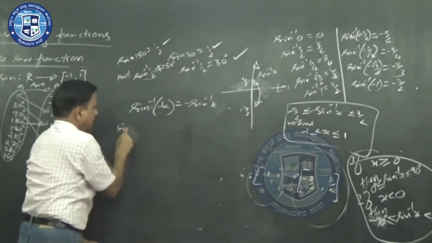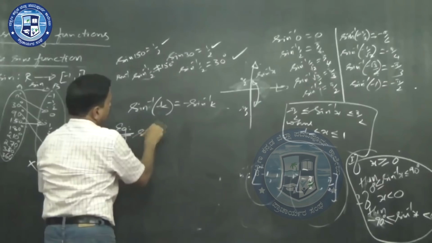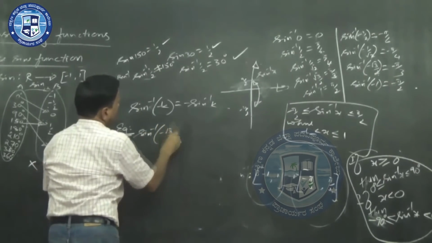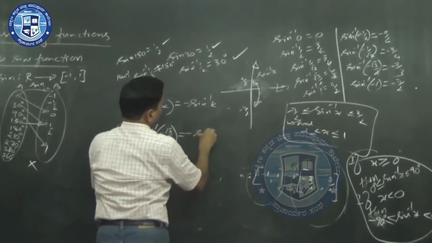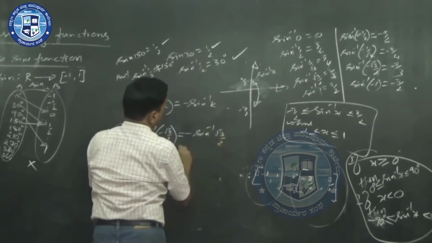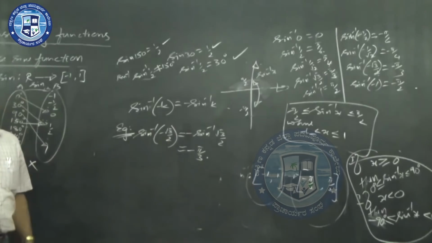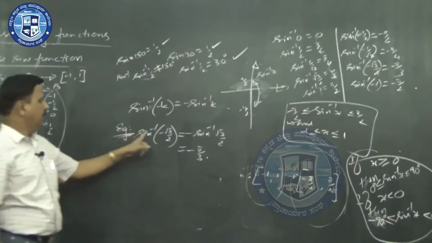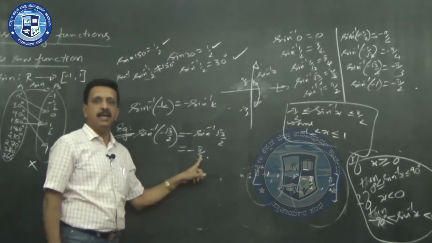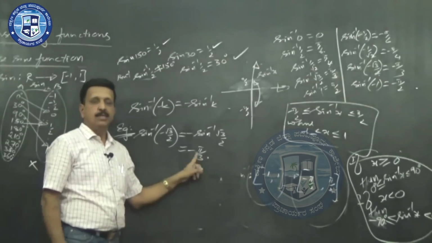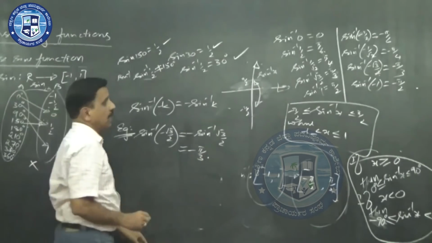Say an example we will take up. Sine inverse of minus root 3 by 2 is equal to minus sine inverse root 3 by 2, that's equal to minus pi by 3. Sine inverse negative is an angle in the fourth quadrant. So this is about the inverse sine function.